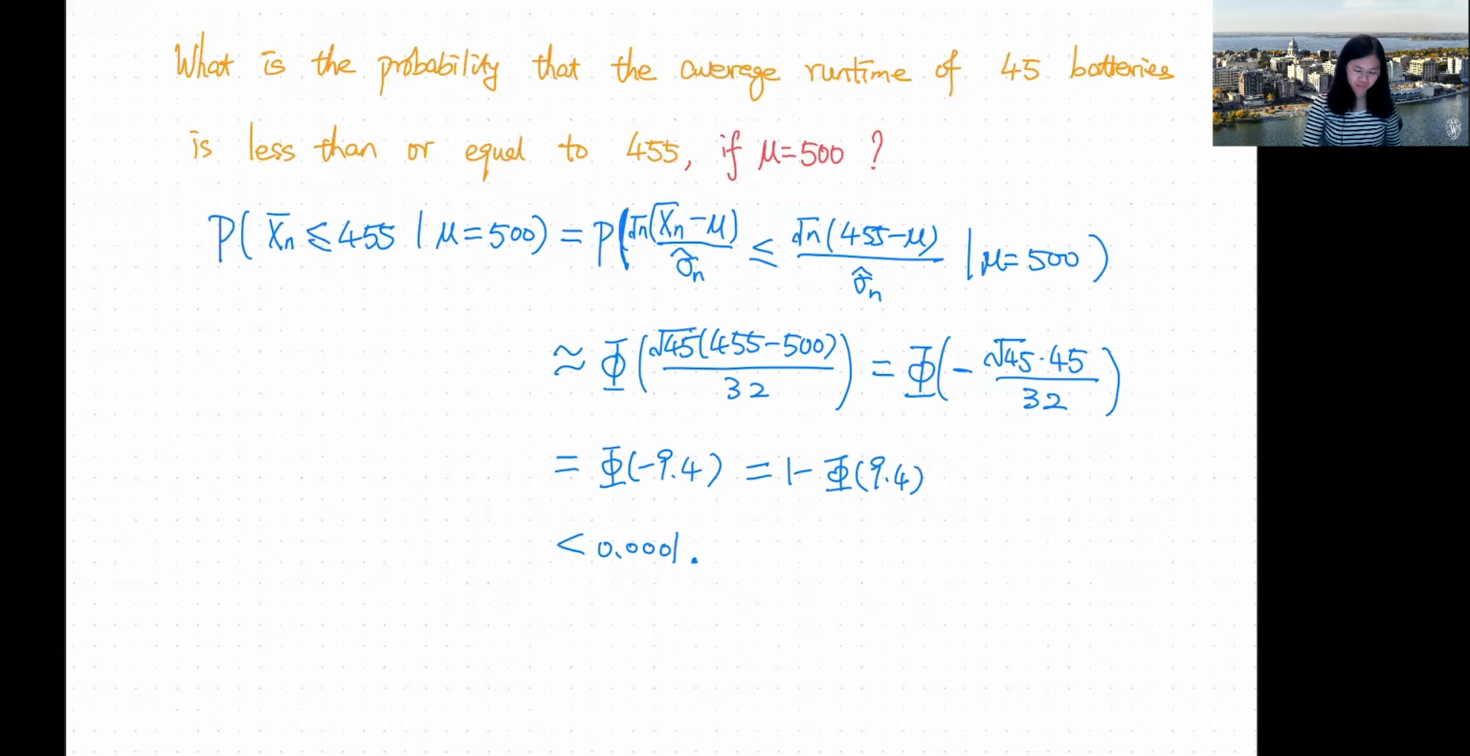So if the company's claim is credible, then the probability that you observe an average runtime of 455 or less is less than 0.01%. But given that you already observed something that satisfies this inequality, that probably means that your premise is wrong. Mu is probably not 500.